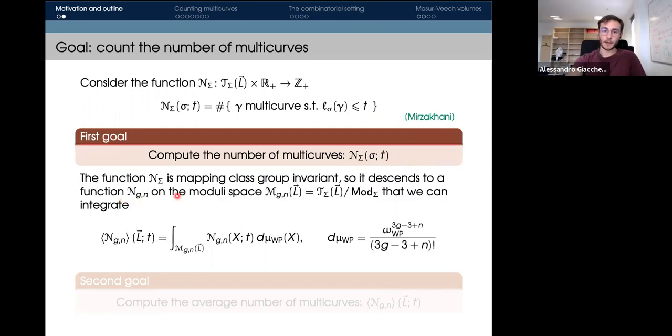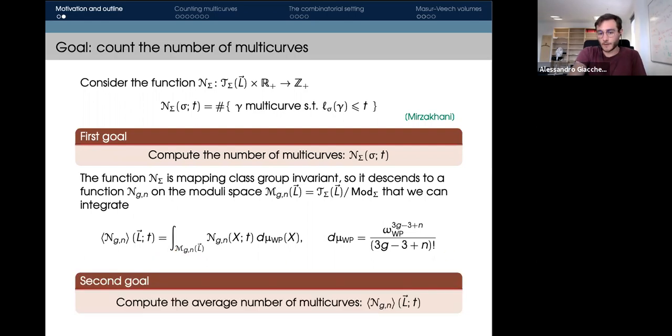So this function is invariant under the action of the mapping class group. So it descends to the moduli space, that is the quotient of the Teichmüller space by the mapping class group. I will denote it with just this g and n because it depends only on the genus and the number of boundary components of the surface. And I can integrate this function over the moduli space. So this geometrically is just the average number of multicurves on a surface of genus g with n boundary components of this fixed length L, whose length is bounded by T. So the second goal is to compute this function.